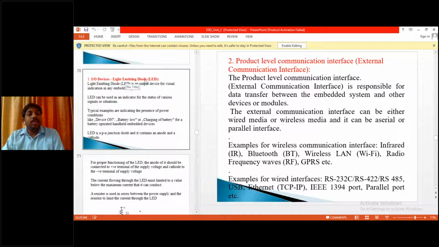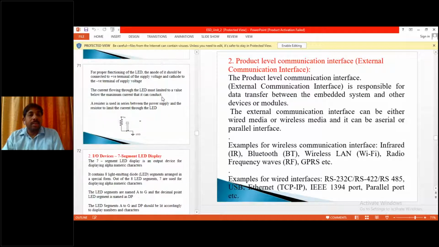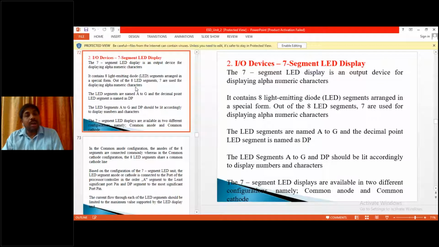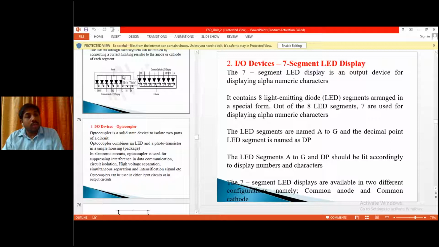The input output devices are LED, light emitting diode. It is an output device for visual indication in any embedded system. Based upon the specific current flowing through the anode to cathode, the LED will glow. It is used for visual indication of certain status signals. Similarly, there is a 7-segment LED display. This LED displays numbers and alphanumeric characters, and they are arranged in a specific fashion from A to G as well as DP. And they are connected in two methods: common anode method and common cathode method.